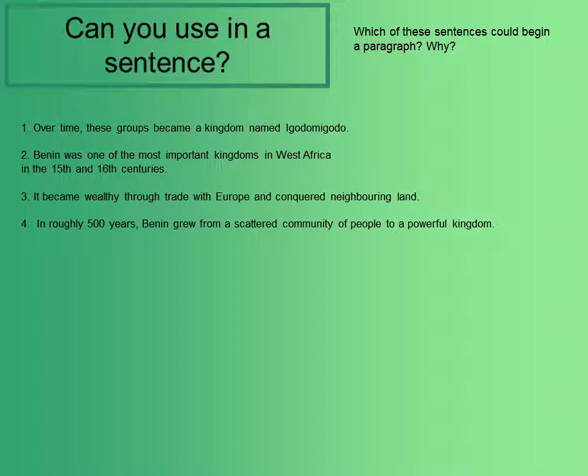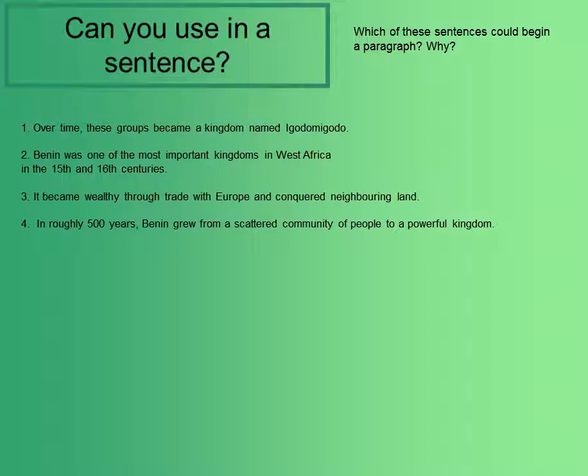Sentence number 2. Benin was one of the most important kingdoms in West Africa in the 15th and 16th centuries. Could this be the start of a new paragraph? Yes, it could. Sentence 3. It became wealthy through trade in Europe and conquered neighbouring land. Could this be the start of a paragraph? No. We don't start a paragraph with it became, because who is it talking about? Who is it? What is it referring to?